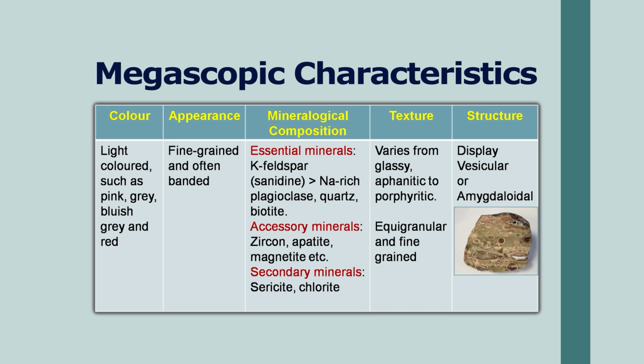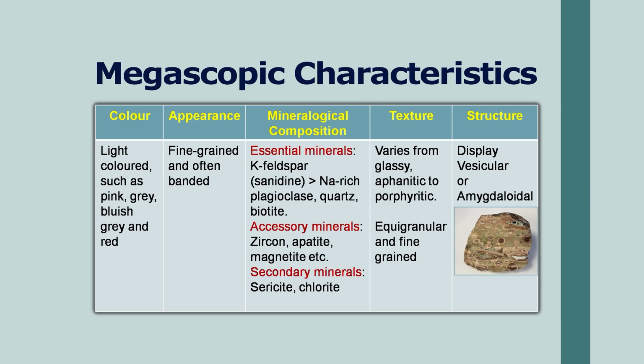Then we have the mineralogical composition. The essential minerals in rhyolite include potash feldspar, sodium rich plagioclase, quartz and biotite. Potash feldspar is usually more than the sodium rich plagioclase, which can be albite. Accessory minerals include zircon, apatite, magnetite, etc. Secondary minerals include sericite and chlorite, where the biotite may alter to chlorite and sodic rich plagioclase may form the sericite.